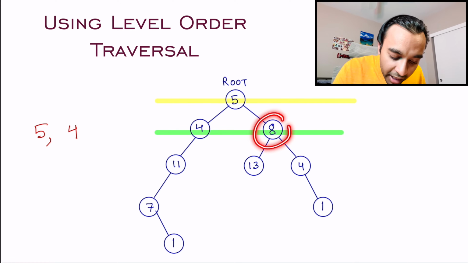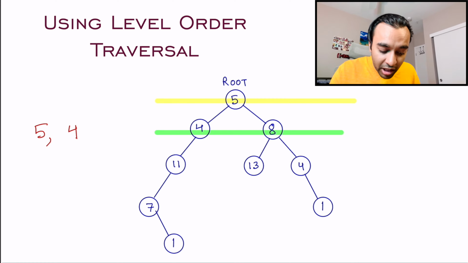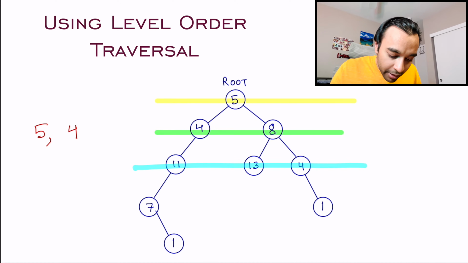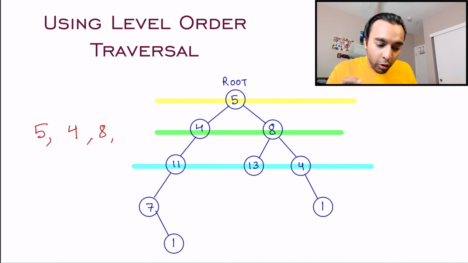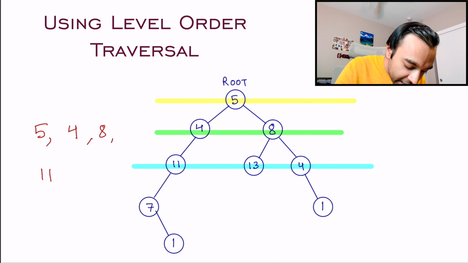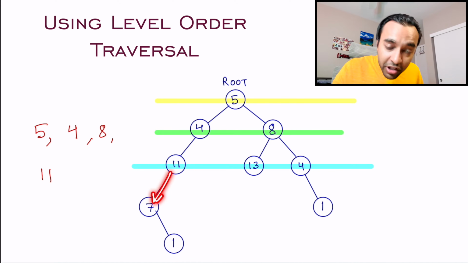What is the next node I get? I get 8. Does it have children? Yes. So this also cannot be a leaf node. Move ahead now. Go to level 3. This time you get more nodes. The first node you get is 11. You see, does it have children? Yes. So this is not a leaf node.